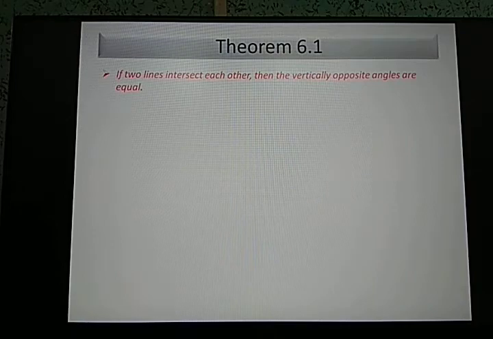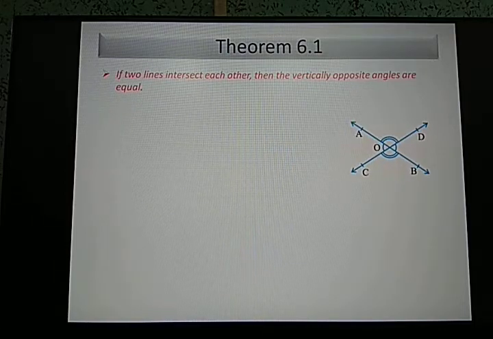The statement says, if two lines intersect each other, then the vertically opposite angles are equal. So just by reading the statement only, you have to understand what is given to us and what we need to prove. So here we are given just that two lines are there and they intersect each other. And then you have to prove that the vertically opposite angles are equal. This is what the statement says. So everything, the whole information is hidden inside this statement. So while reading the statement, you have to be careful that what is given to us and what we need to find. So let us draw the figure.